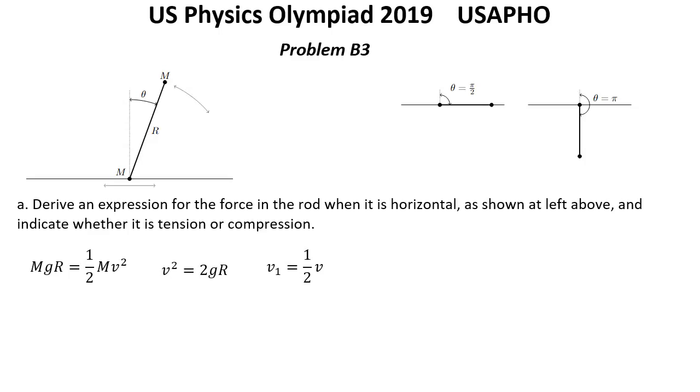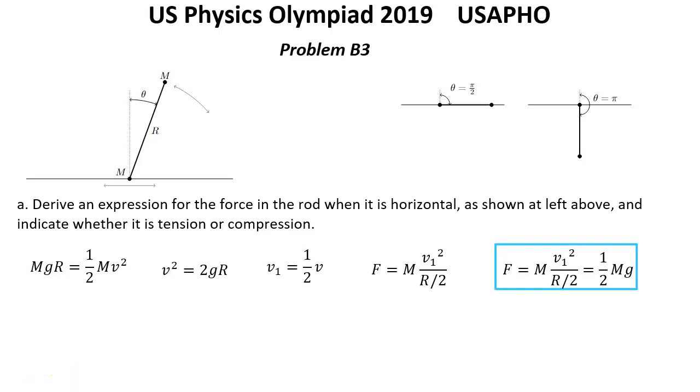So we can find that the centripetal force going to the center of mass is m v1 squared over r over 2. So that's equal to 1/2 mg. And because this force could be created only by tension in the rod, that's the solution. That's the answer for question A.